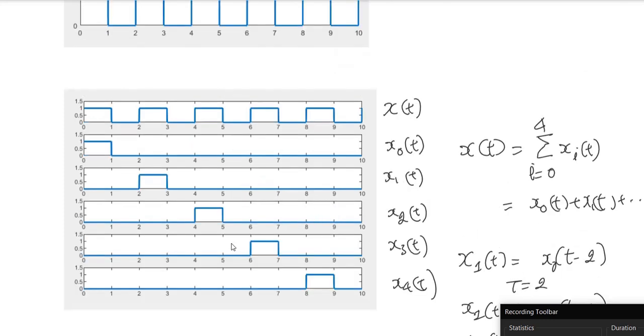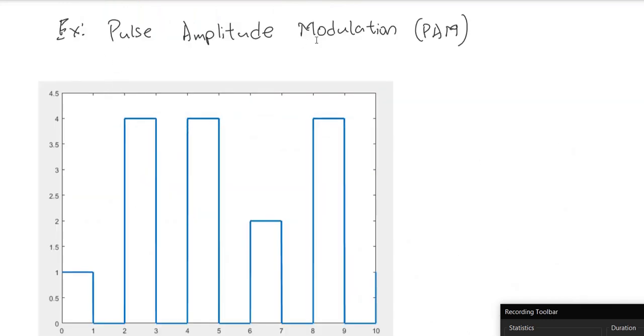Now, before looking at a bit more sophisticated fundamental signals, let's look at an example where this can be of use. Consider the example of pulse amplitude modulation. This is a very simple digital modulation technique. Let's say we want to transmit a sequence of 5 numbers. In this case, these numbers are 1, 4, 4, 2, and 4. So what we do is we take a pulse, which is of certain period, and within each period we multiply that pulse with the number you want to transmit. In the next period, you multiply with the next number, and so on.